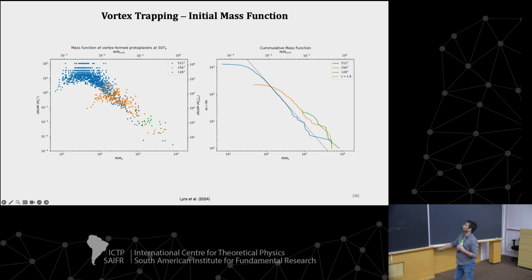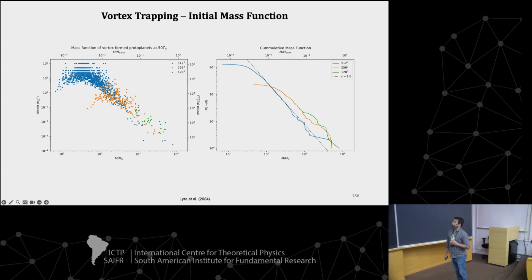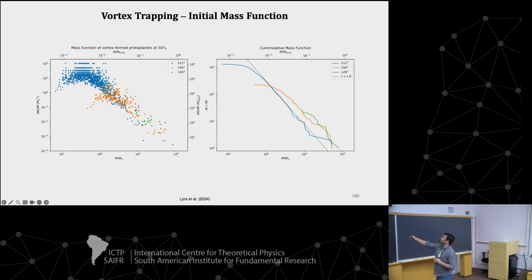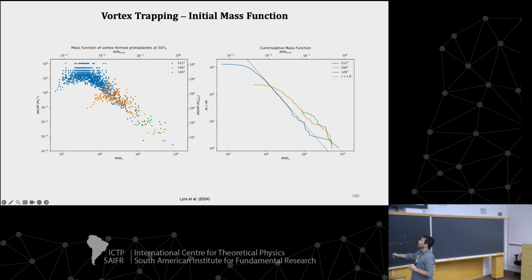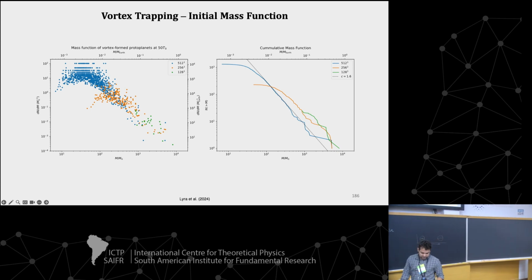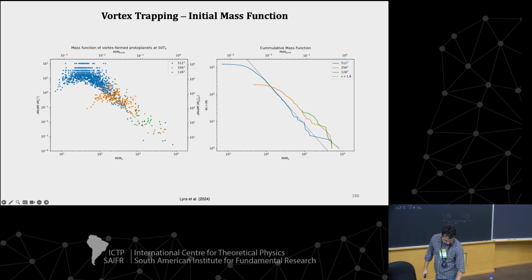This is the cumulative mass function. What you see is that you form a few Earth mass objects. You form dozens of Mars mass objects and hundreds of Moon mass objects, right? The convergence here seems to be quite good.